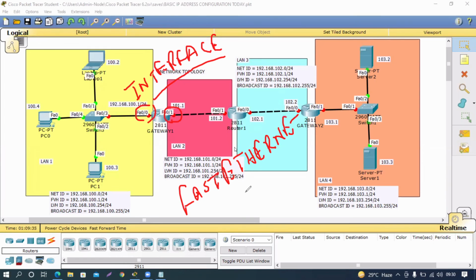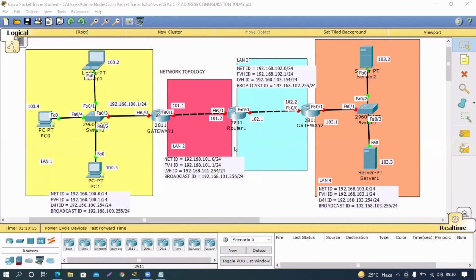And these Fast Ethernet ports give you a speed of how much? 100 Mbps. 100 Mbps means what? Megabits per second. It means these ports can send or receive information at a maximum of up to 100 megabits per second.